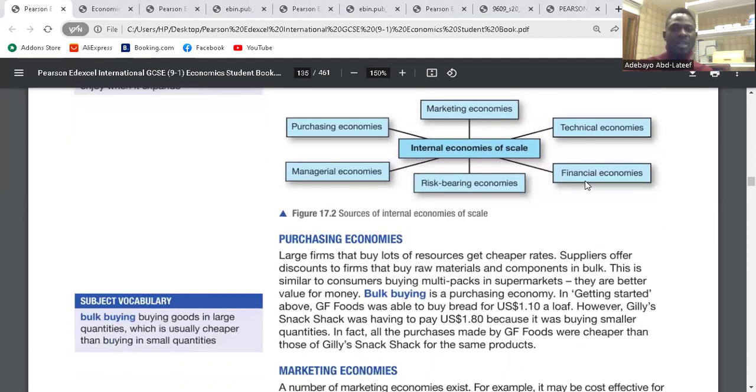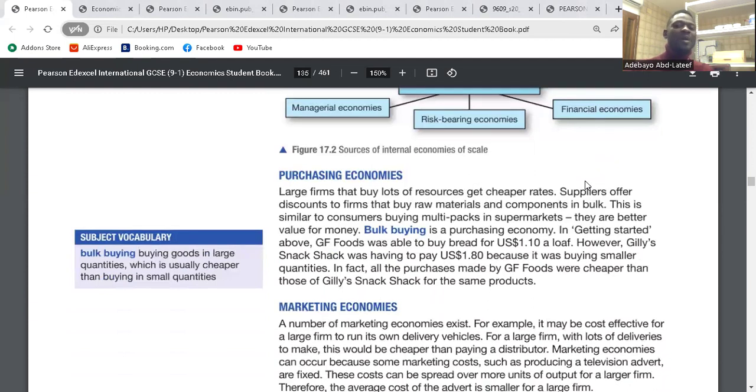Number one, purchasing economies. Large firms that buy lots of resources get cheaper rates. Suppliers offer discounts to firms that buy raw materials and components in bulk. This is similar to consumers buying multi-packs in supermarkets. They are better value for money. Bulk buying is a purchasing economy.